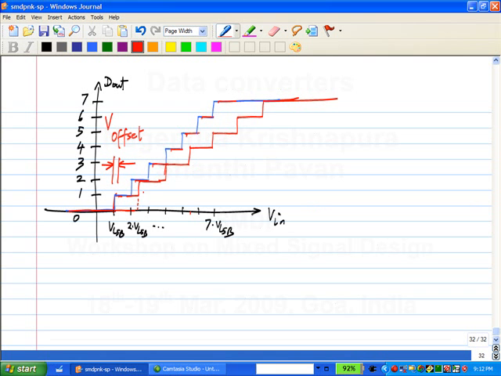So the first one is at 1 VLSB, second one is at 2.5, then 4, 5.5, 7, 8.5, and 10. So the transition points are shifted, and I have showed you where the transition points are. And ideally, of course, they should be at 1 VLSB, 2 VLSB, and so on.